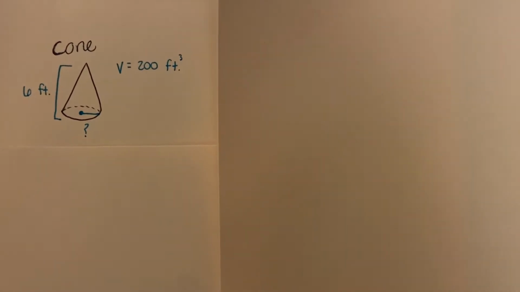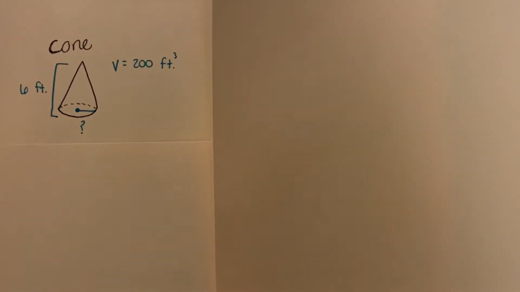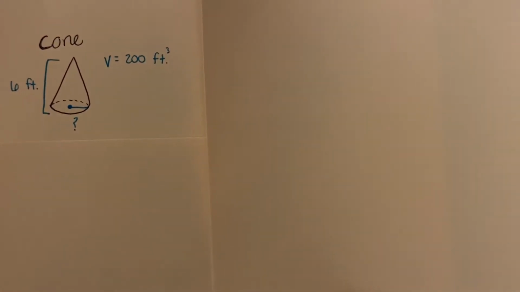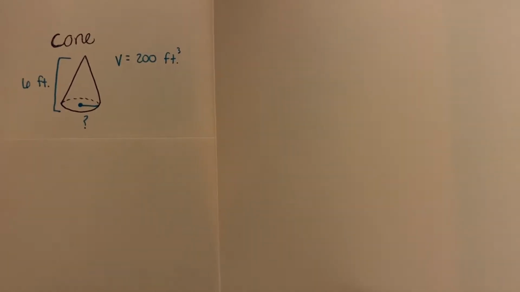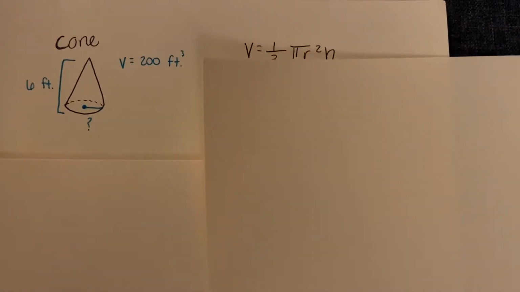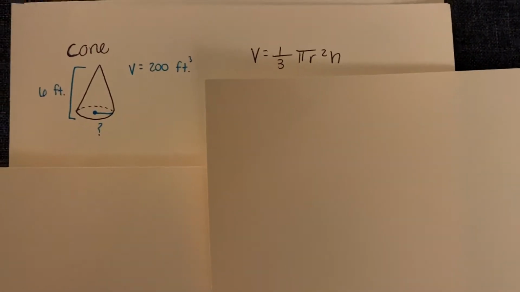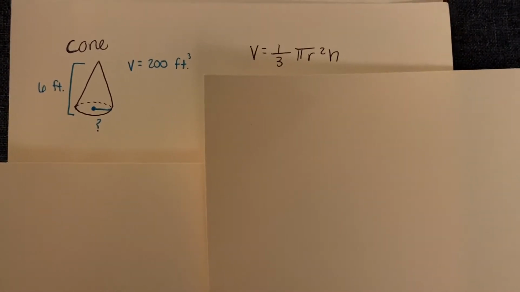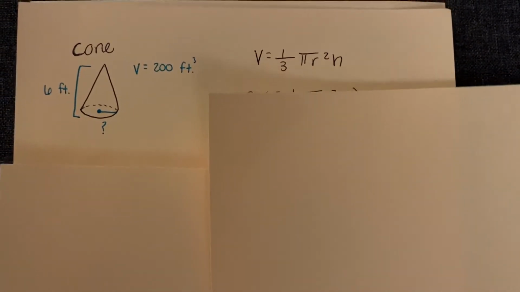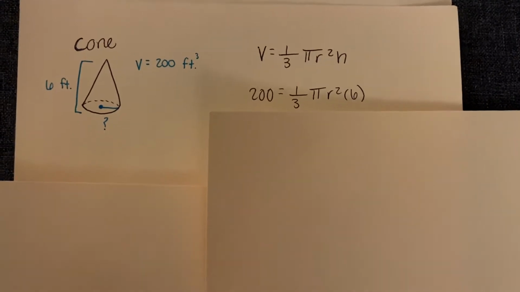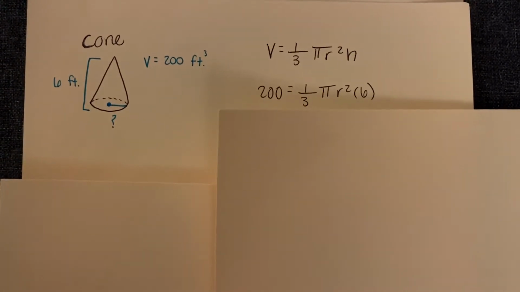So here you have a cone. I drew it out. The height is 6 feet. You do not know the radius, and the volume is 200 cubic feet. What variable is missing right now? Yep, that would be my radius. The radius is missing. So, since my radius is missing, I can plug numbers in for my volume and my height.